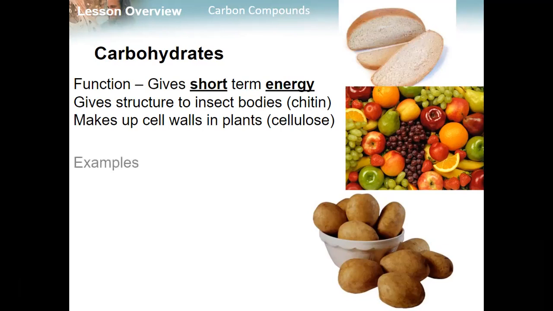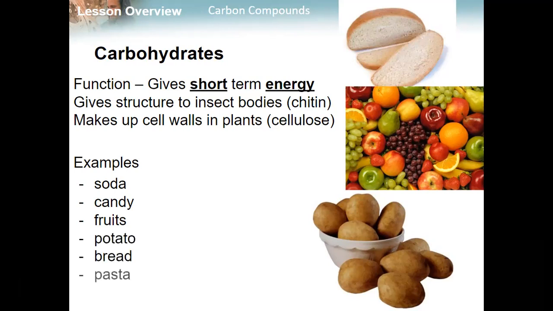Now, examples of carbohydrates: soda, candy, and fruits. They have carbohydrates in them. And like I said, we call them simple carbohydrates because they're made up of 1 or 2 sugars. And then potatoes, bread, pasta, rice, those are examples of complex carbohydrates. They have many sugars put together.